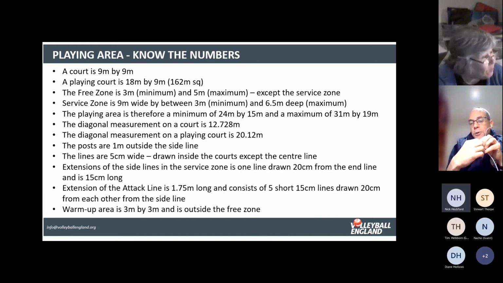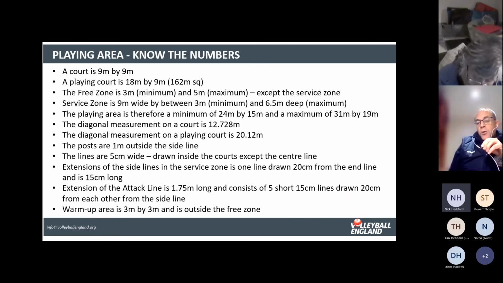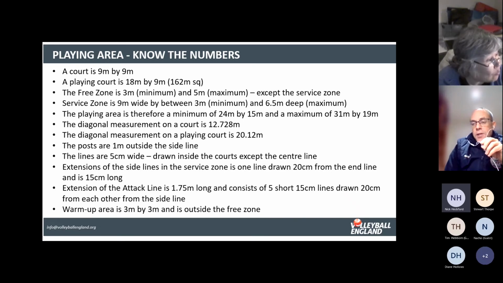Now, if you're checking to make sure that the court is actually square, you need to know the diagonal measurements of a court. A diagonal measurement of a court is 12.728 meters. And the diagonal measurement of the playing court is 20.12 meters. When you're checking the measurements of a court, you would measure corner to corner on the long diagonal and the short diagonal, and you do it in both corners of both courts, just to make sure that the whole thing is square. The posts are situated 1 meter outside the sideline. That's the center of the post.